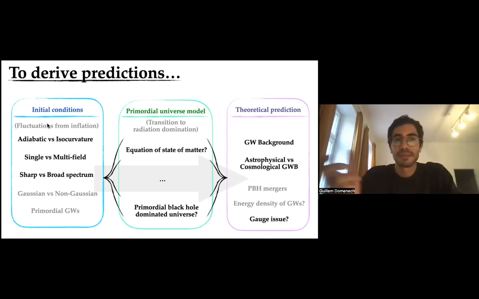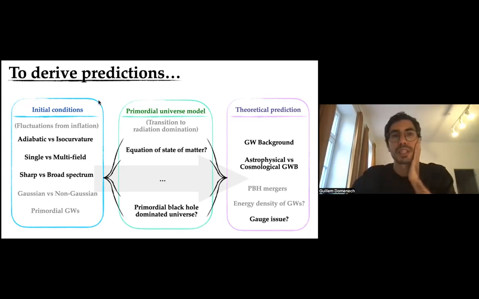And now you have various possibilities. Was it generated during single field or multi-field inflation? This might change the spectrum. Is the spectrum sharp or broad? Or are the initial conditions adiabatic, or are they isocurvature? So you have several questions here that will depend on the model of inflation.